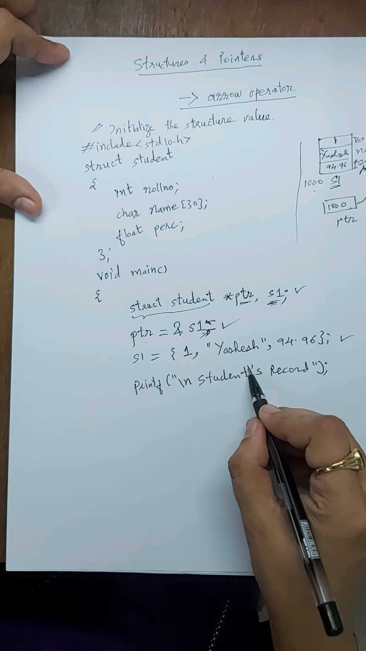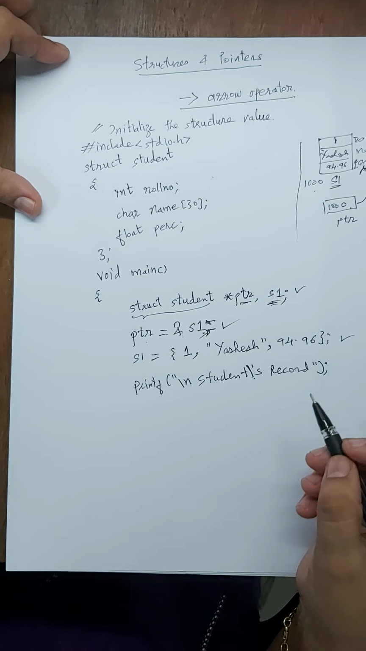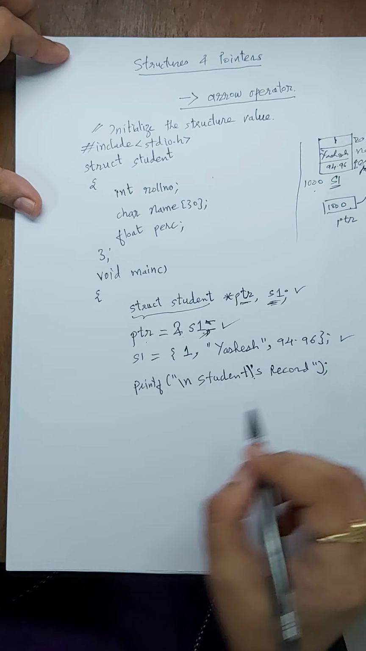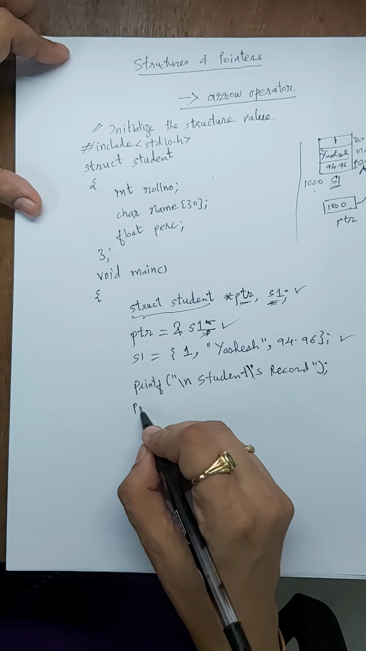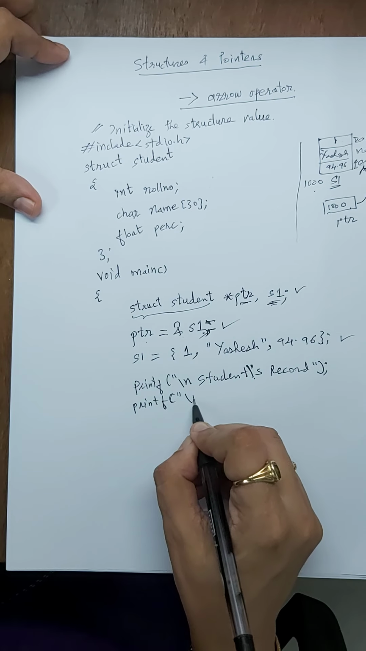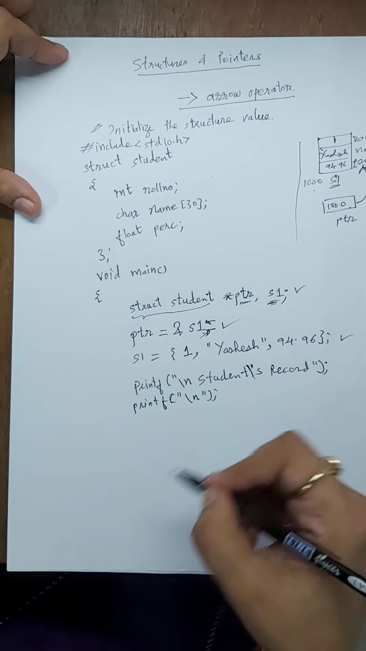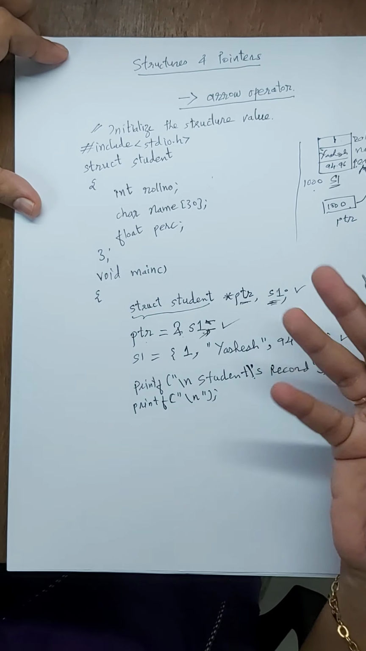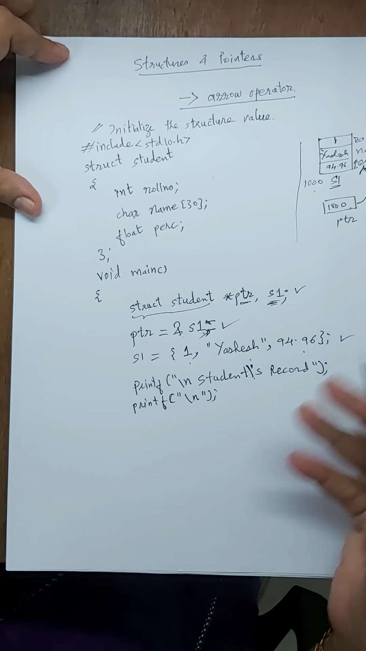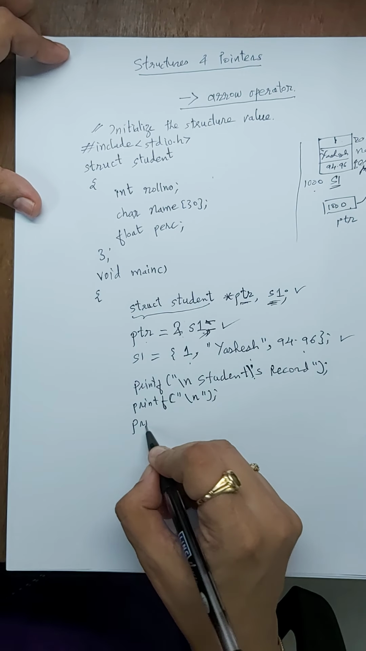Here I have written apostrophe s with the backslash, because this backslash is an escape character, so we'll have to write it like this. If I want to leave one line over here, then I can simply write printf new line. Now what we'll do next is fetch all these values, that is 1, Yashish and 94.96. These three values we'll fetch and display. So how to do that?